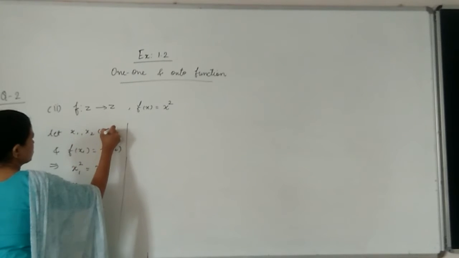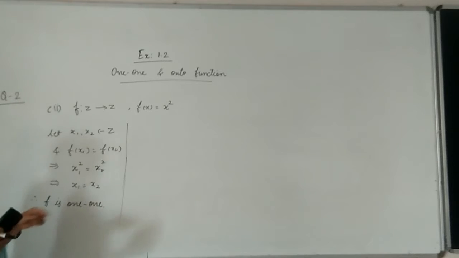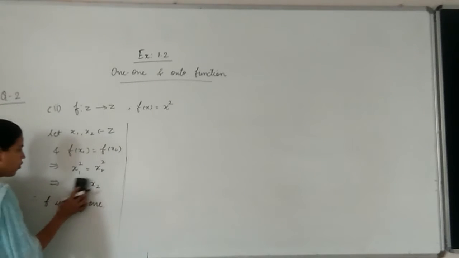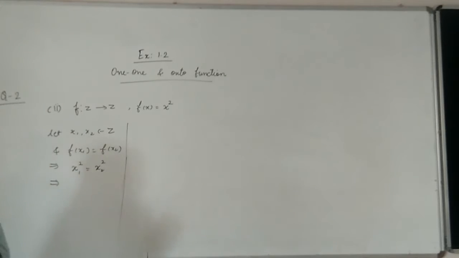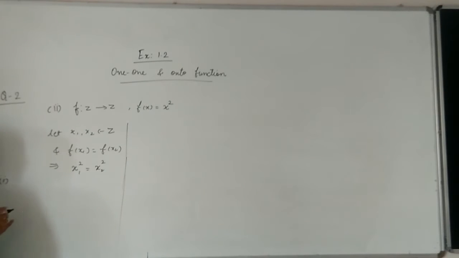So x1, x2 belong to Z. Now f of x1 is equal to f of x2. That means x1 square is equal to x2 square. So what will we get here? If x1 square is equal to x2 square, then we have two possibilities. First, x1 is equal to minus x2, or we can take an example.